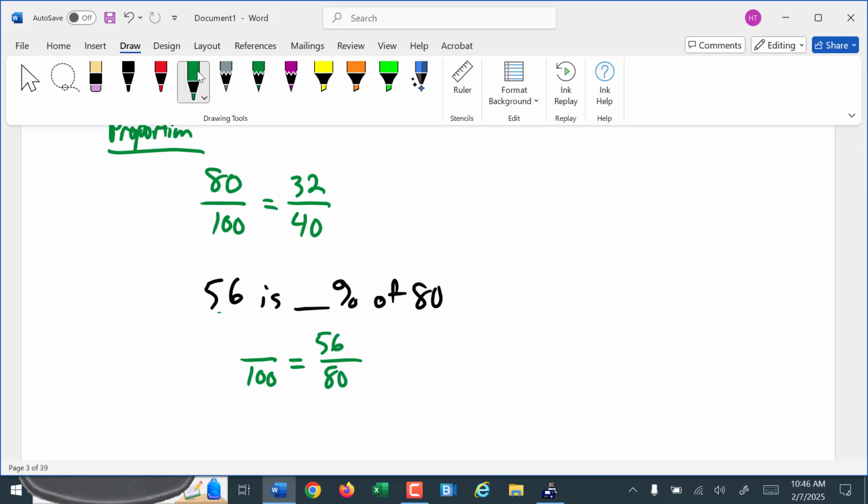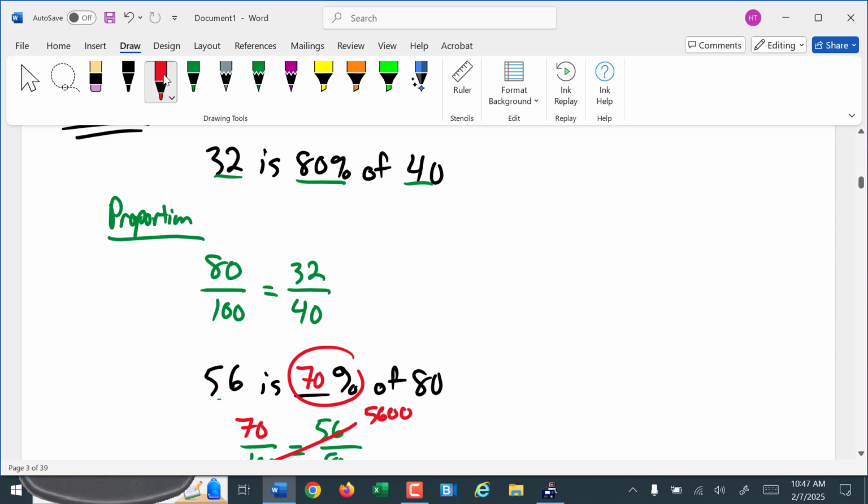To find the percent, you cross, multiply, and divide. So whatever two numbers are diagonal, you multiply. 100 times 56 is 5,600. And the third number you divide by. So divide by 80 gives us 70. So 70 over 100 is 70%.